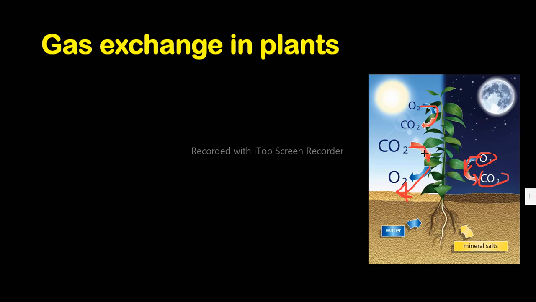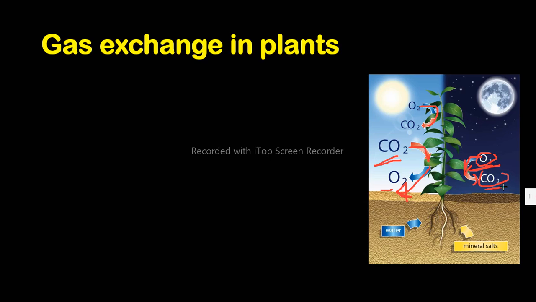So now the question is, what happens at that point? Why are you taking in carbon dioxide here and giving out oxygen? And why are you taking in oxygen here and giving out carbon dioxide? It depends on the two physiological processes that are occurring within a plant's body. So depending on the extent of reaction, that determines which one is going to be given out.